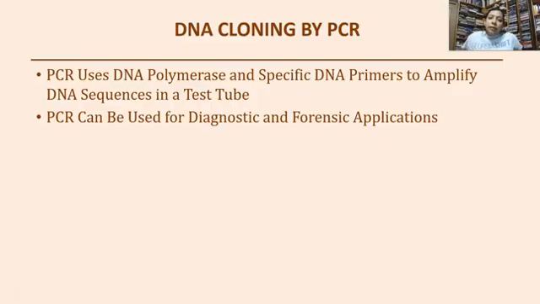So DNA can be cloned. Specific portions of DNA can be cloned using PCR. PCR is basically polymerase chain reaction. It uses DNA polymerase and specific DNA primers that we design to amplify sequences that we desire in a test tube, and it is extremely important in diagnostic and forensic applications.